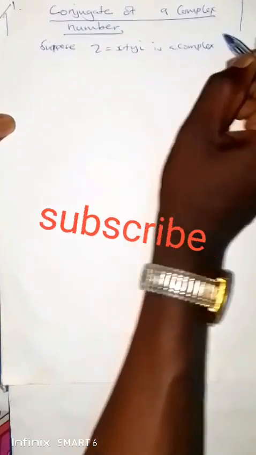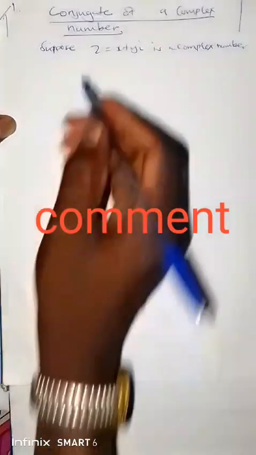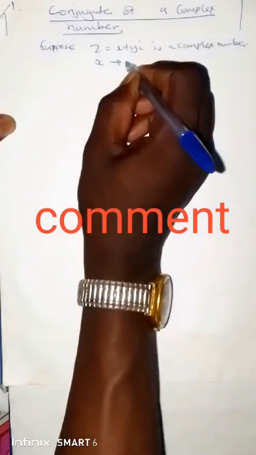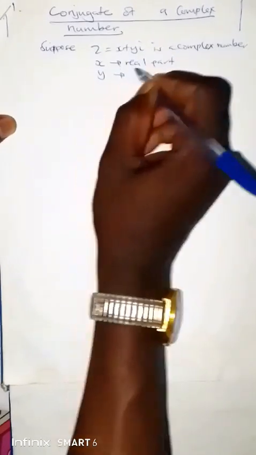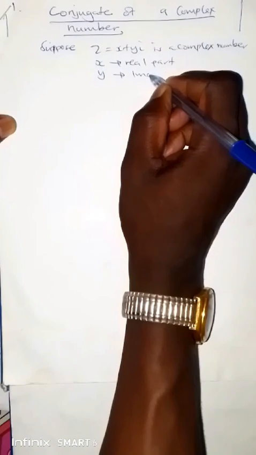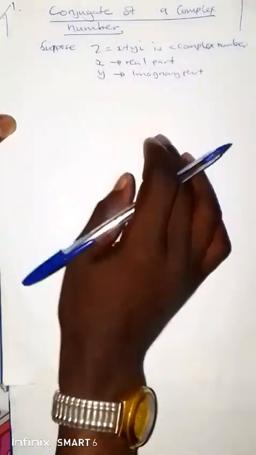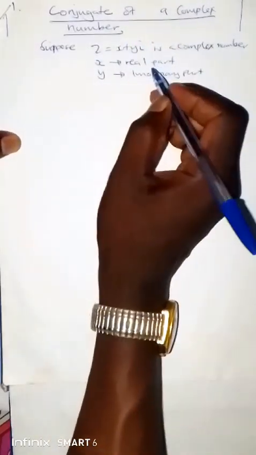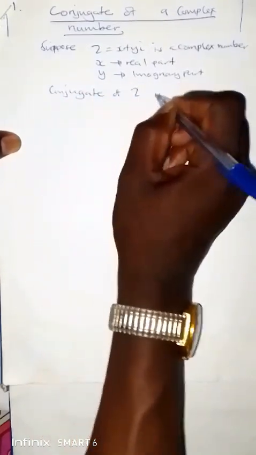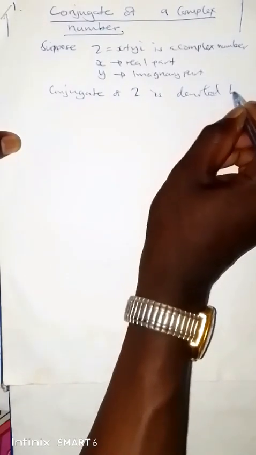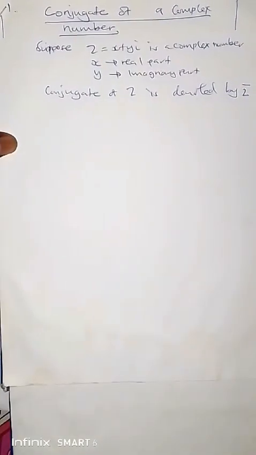Of course, if it is a complex number, it will have both the real axis and the imaginary axis. You say that our x is our real part, and then y is our imaginary part. So in this case, if you want to get the conjugate of z, it is denoted by z bar. So that is what we call z bar.